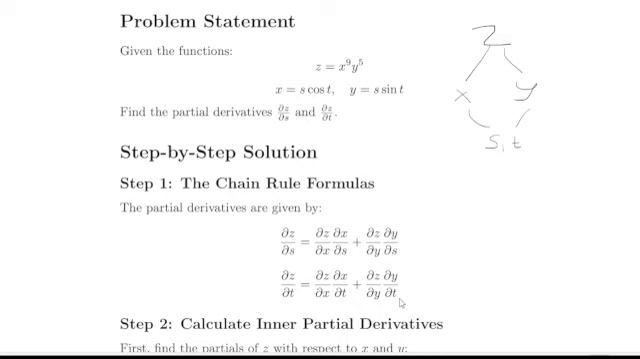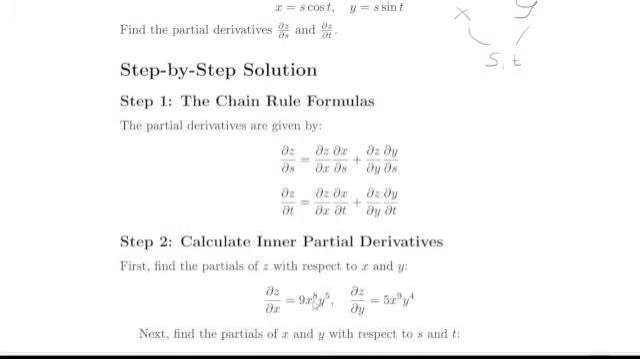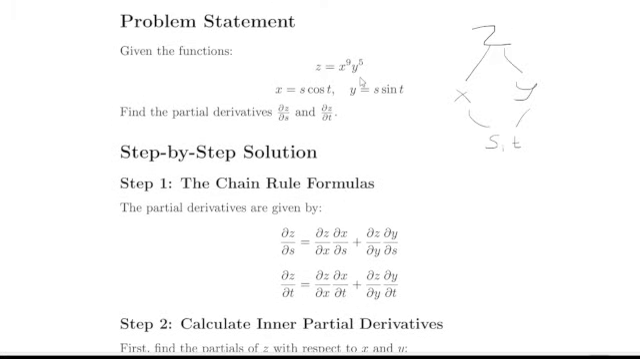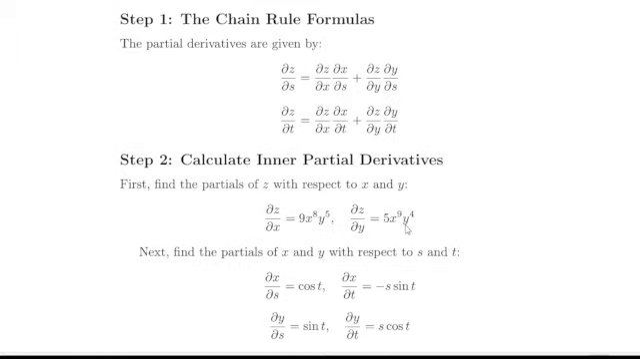So now we just need to calculate the derivative. So let's look at partial z with respect to x first. Y is a constant, so we'll have y to the fifth times 9x to the eighth power. And then partial z with respect to y, the x is a constant, so we're going to have x to the ninth times 5y to the fourth to get that.